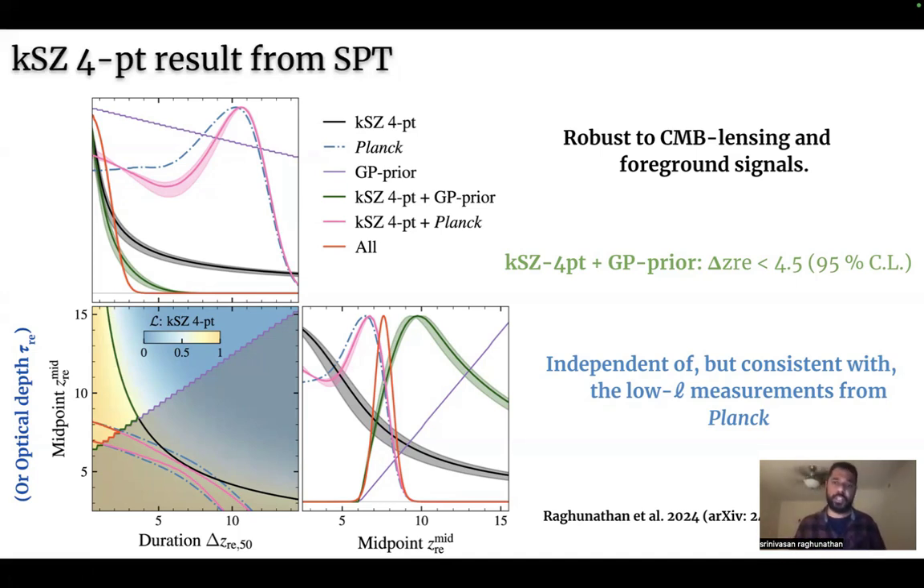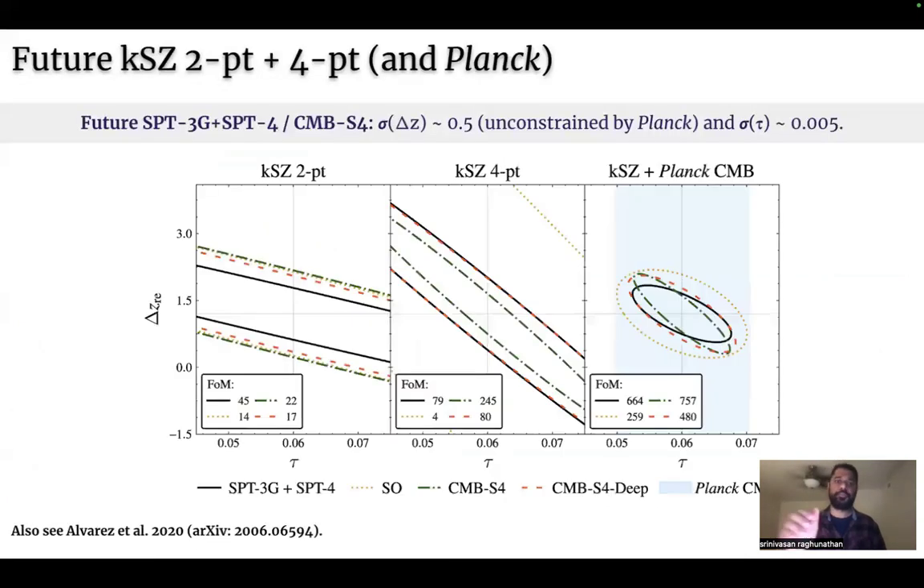We then did various systematic checks, and found our measurements are extremely robust to CMB lensing and foreground signals. The other important thing is that we don't include Planck in this. We show Planck, and we also combine Planck with kSZ and the GP prior, but our main result is without Planck, and Planck is shown in blue. As you can see, Planck does not constrain either of these very well, but our results are very consistent with what has been measured by Planck. This is the first time that this has been done. Even though we don't have a detection, it is still a very good upper limit, and it's consistent with Planck.